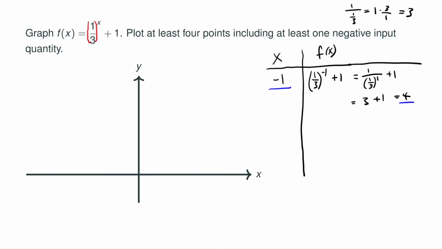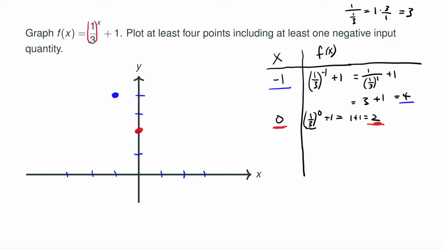So let's actually plot this one at a time as we find the points. So here, when x is -1, y is 4. 1, 2, 3, 4 right here. So let's find more points. Now let's try 0. 1/3 to the 0 power plus 1. Anything to the 0 power is 1. So we actually have 1 plus 1, which is 2. So when x is 0, y is 2. This point right here.